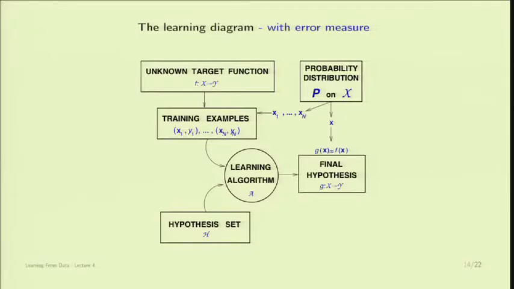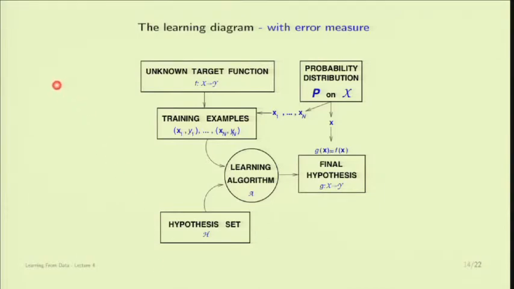I'd like to ask you to look at this for maybe 15 seconds and tell me where you think the error measure will fit in this diagram. The error measure itself. What does it affect? What does it take from? So I can put the error measure, for example, here, okay?